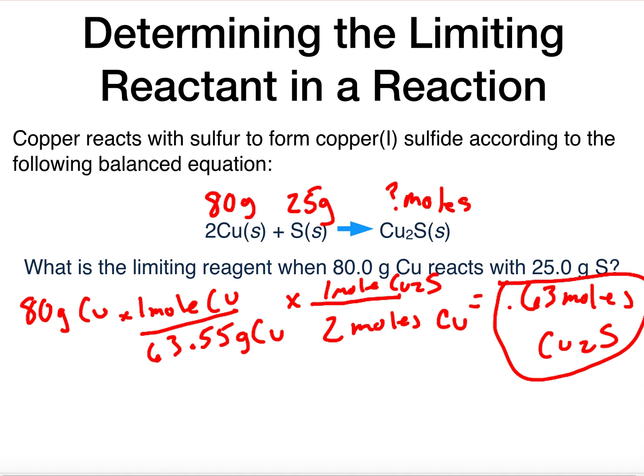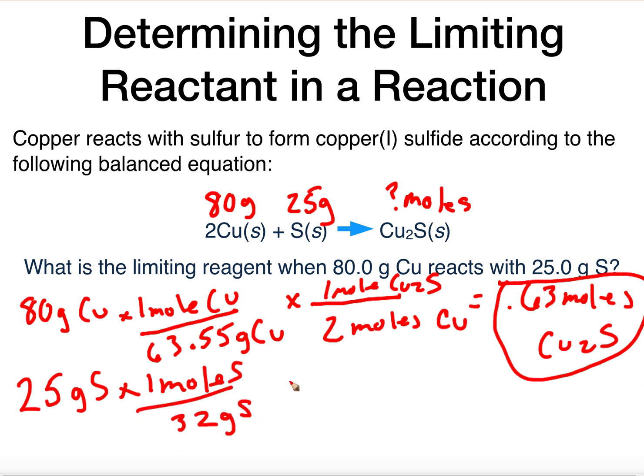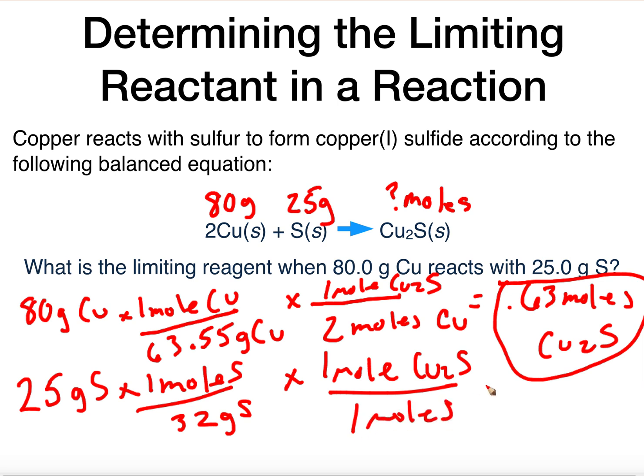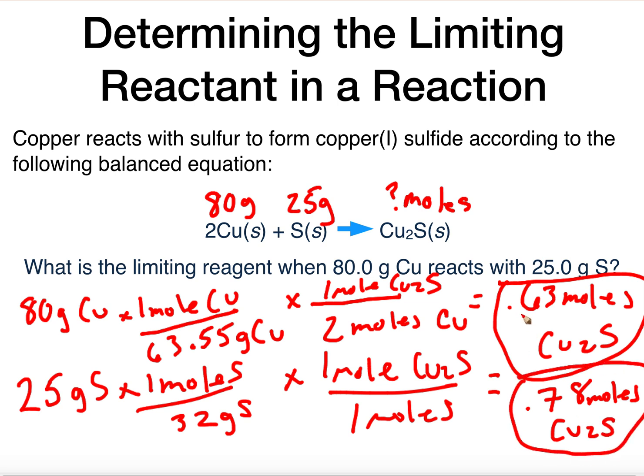Now the second one, 25 grams of S times 1 mole of S all over 32 grams of S times 1 mole Cu2S all over 1 mole of S. So we do 25 divided by 32, and we get 0.78 moles of Cu2S. So we want to figure out our limiting reagent or limiting reactant.